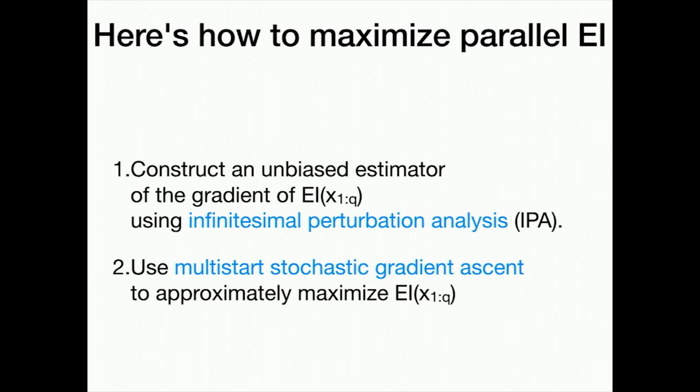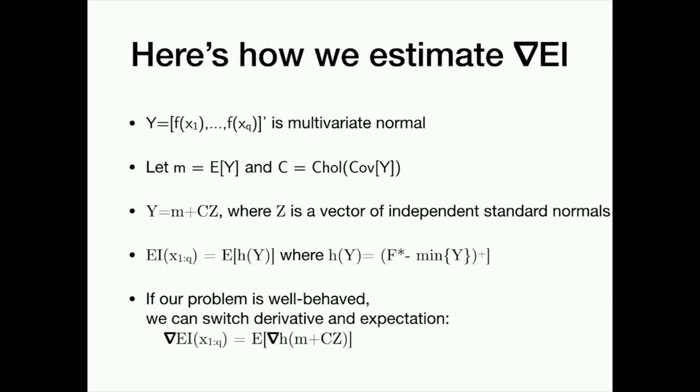There are two steps. The first is to come up with an estimator of the gradient of the QEI. And then the second step is to use that gradient estimator within multistart stochastic gradient ascent. Okay? So here's how that gradient estimator works. I'm going to let y be the value, I switched from uppercase f to lowercase f, y is equal to the vector which is the value of the objective at each of the Q points that I'm considering evaluating. Under the Gaussian process posterior, that's multivariate normal.